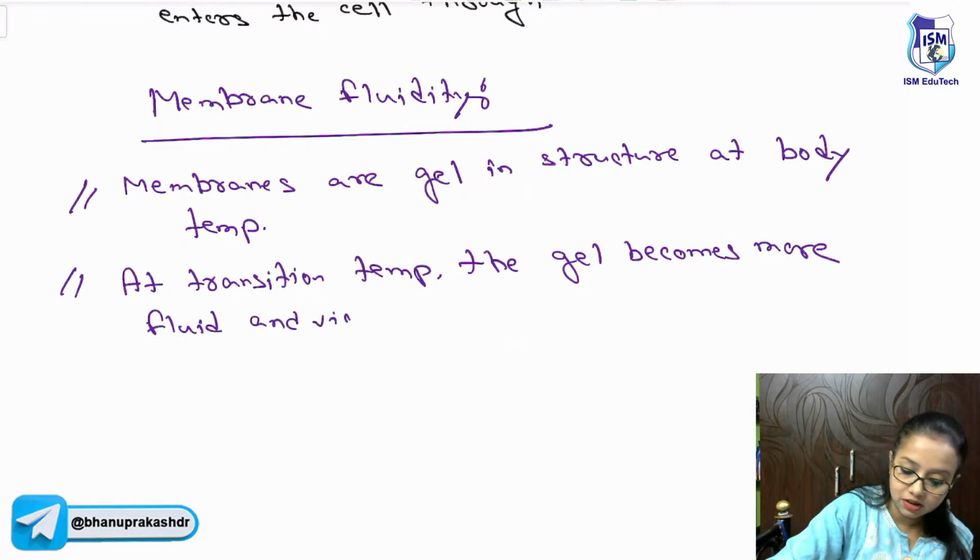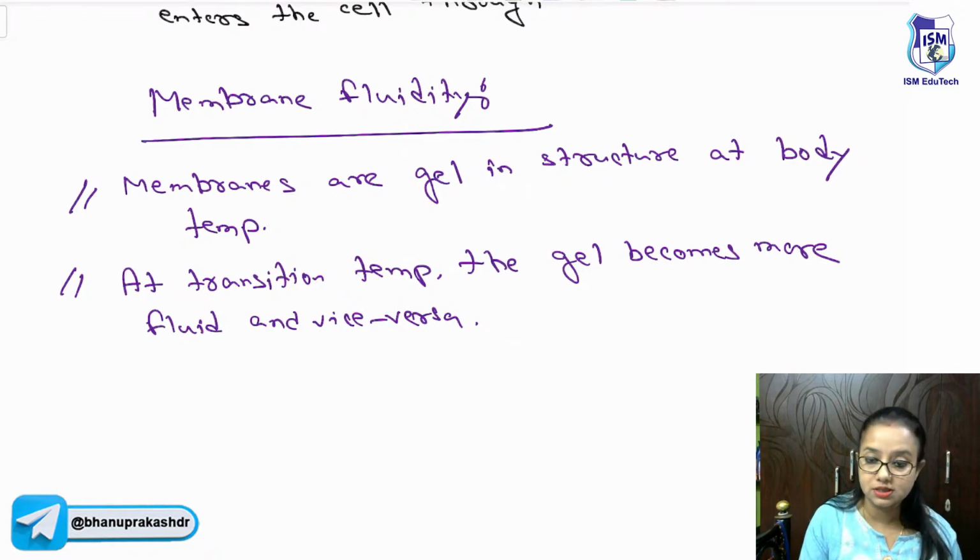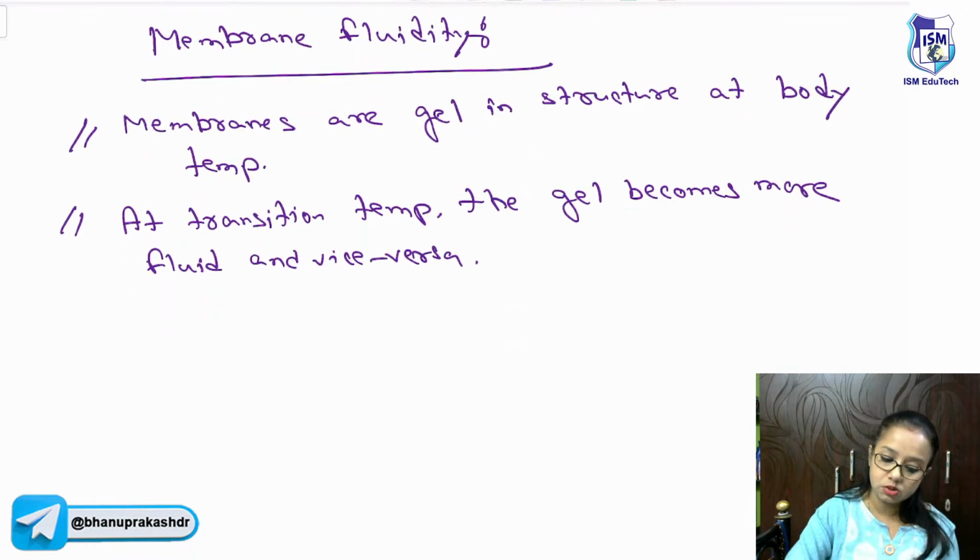So see, there are various conditions of the body. Sometimes the body is exposed to high temperature. Sometimes the body is exposed to low temperature. So all this temperature ultimately affects the jelly structure or the fluid structure, the state of the cell. Transition temperature is the temperature at which the cell membrane surrounding the cell becomes a little bit more jelly-like or a little bit more fluid-like.